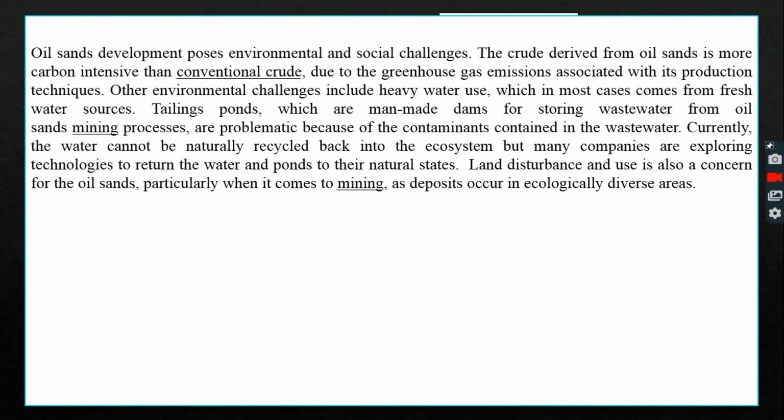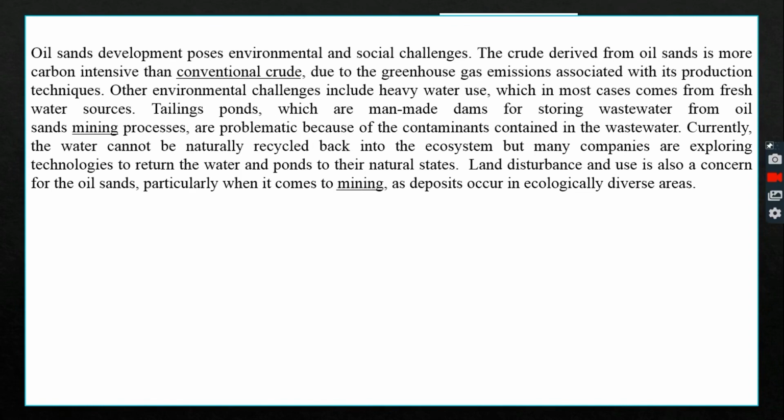Tailing ponds, which are main dams for storing wastewater from the oil sands mining process, are a problem because they contain a lot of contaminants. Currently, the water cannot be naturally recycled back into the ecosystem, but many companies are exploring technologies to return the water and ponds to their natural state.